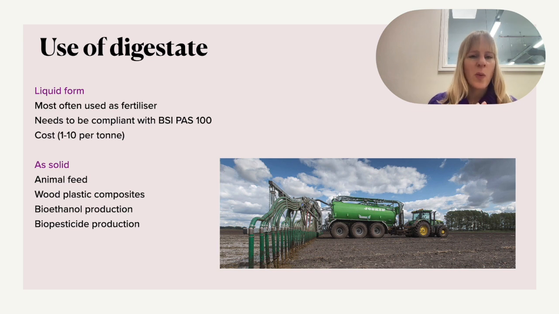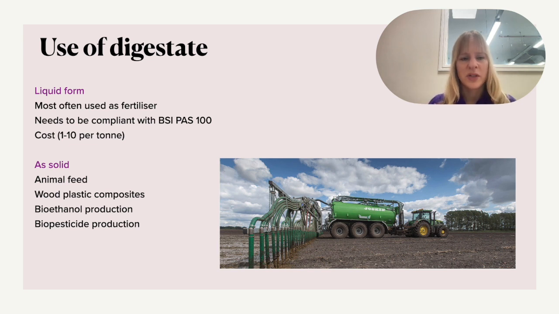The most common route to use this, and you would often see that a lot of these plants actually sell this waste, is in a liquid form, used in fertilizer. But some of the problems with this is that it needs to be compliant with certain guidelines, which might actually cost them money in order to make sure that it is according to the standard. But also we're not quite sure of the buildup of, for instance, certain hormones or pesticides, and that ends up again in the land.